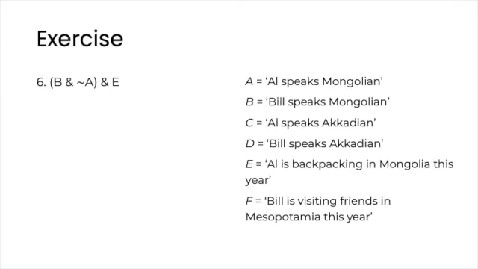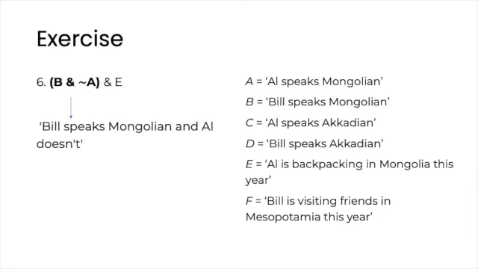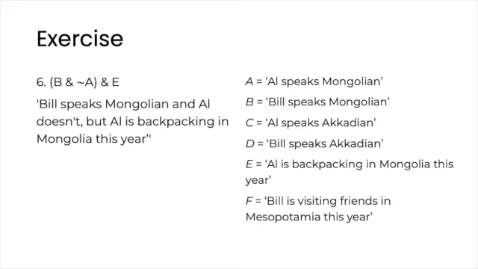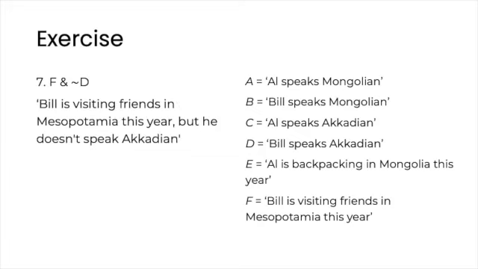Example 6 is a conjunction. The left conjunct is itself a conjunction: "Bill speaks Mongolian and Al doesn't." The right conjunct is "Al is backpacking in Mongolia this year." So, one way this sentence could be translated is "Bill speaks Mongolian and Al doesn't, but Al is backpacking in Mongolia this year." Sentence 7 could be "Bill is visiting friends in Mesopotamia this year, but he doesn't speak Akkadian."